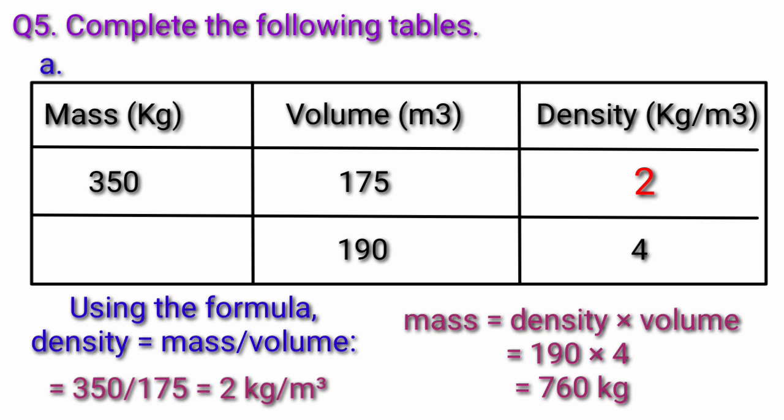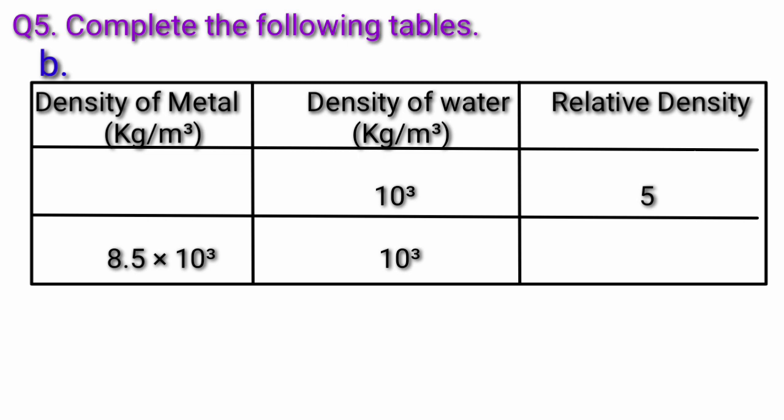So volume is 190 and density is 4. So mass is equal to density multiplied by volume. So it's equal to 190 multiplied by 4 is equal to 760 kilogram. So we get mass 760 kg. Now question B. Here we have given table of densities of metal, water and relative density.